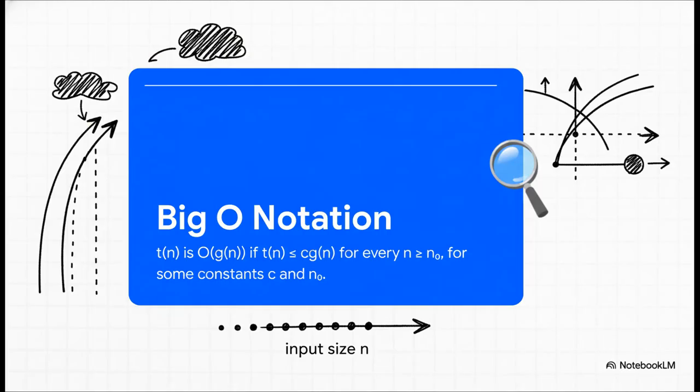So this slide gives us the formal math behind that picture we just saw, and don't let the notation scare you. All this is a really precise way of saying what we just saw on the graph. Our function's runtime, T(n), is Big O of g(n) if we can find some magic multiplier c and some starting point n0, where after that point, our runtime is always less than c times g(n). It's just the official mathematical way of defining that performance ceiling.